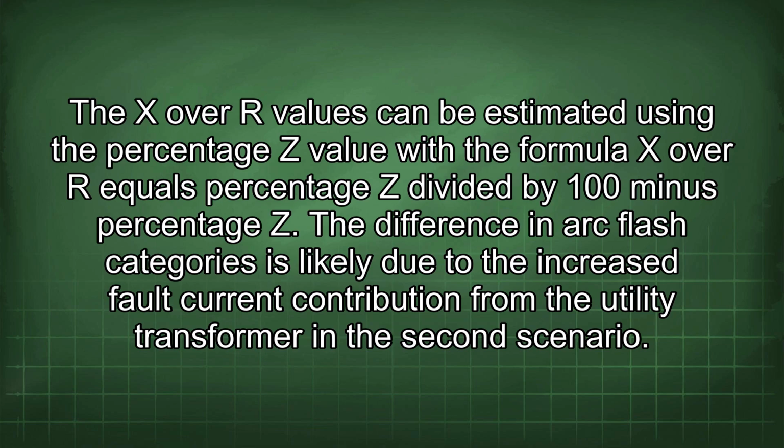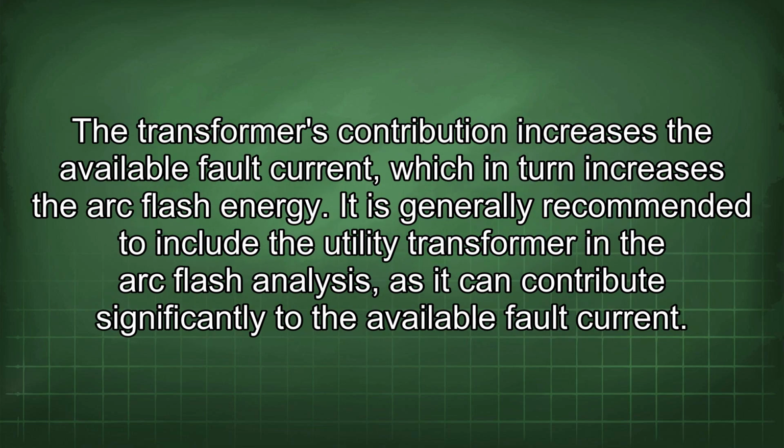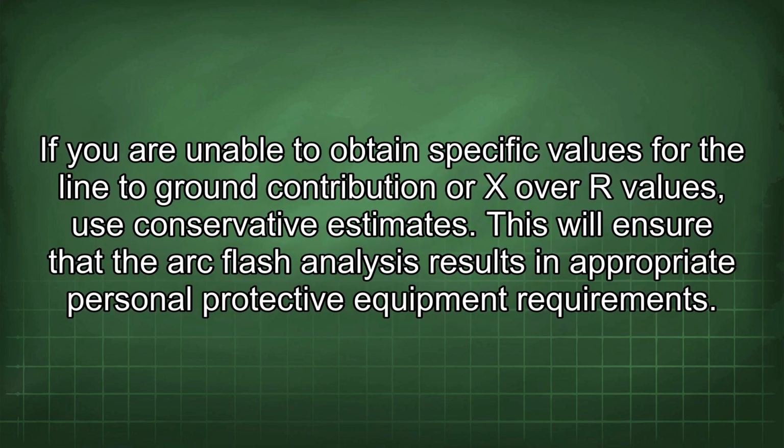The difference in arc flash categories is likely due to the increased fault current contribution from the utility transformer in the second scenario. The transformer's contribution increases the available fault current, which in turn increases the arc flash energy. It is generally recommended to include the utility transformer in the arc flash analysis, as it can contribute significantly to the available fault current. If you are unable to obtain specific values for the line-to-ground contribution or X over R values, use conservative estimates. This will ensure that the arc flash analysis results in appropriate personal protective equipment requirements.